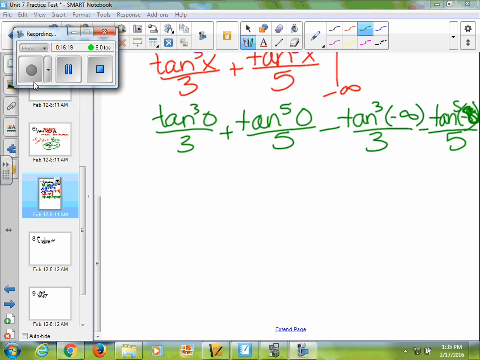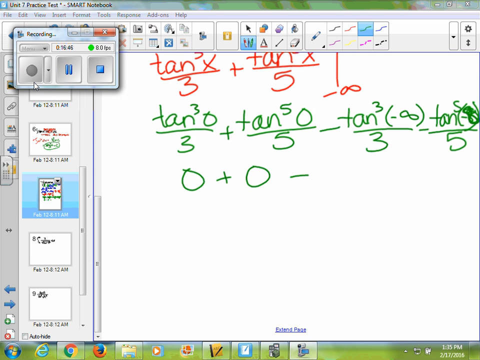Okay, so let's simplify. What's tangent cubed of 0 over 3? What's tangent of 0? 0, and 0 cubed is 0, and 0 divided by 3 is 0. So tangent cubed of 0 over 3 is just 0. What is tangent to the 5th of 0 over 5? 0.